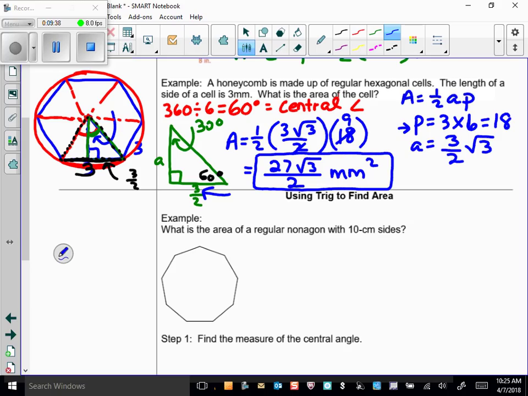Now, I want to show you something really special here about the regular hexagon. So let's go back here and look at our regular hexagon. And let's look at the little triangle for a second. If I wanted to find the hypotenuse right here, the hypotenuse of this little triangle, well, it's twice the length of the short side, right? So I'd have to multiply 3 halves by 2, which would give me 3, right? So the hypotenuse is 3.